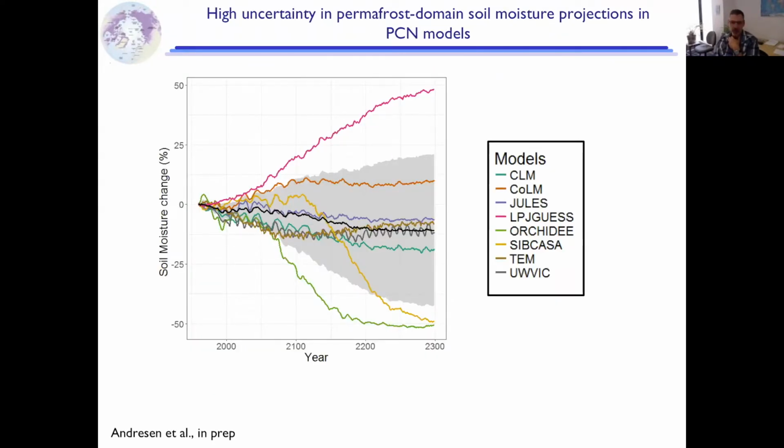If you look across the permafrost carbon network models, you see, again, a very strong divergence. I should point out that all these models are forced with the same climate projection. Some models say it's going to get a whole lot wetter. Some models say it's going to get a whole lot drier. On average, the models indicate that it's going to be drying, but again, there's a huge amount of uncertainty.